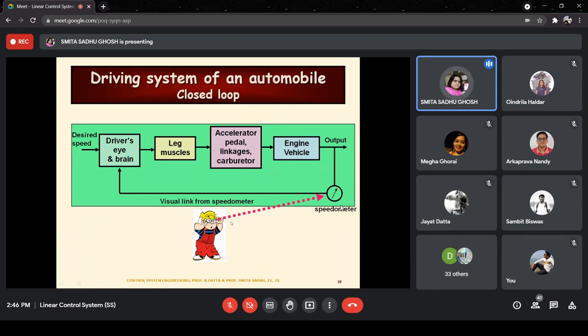So this link that you see over here is known as the feedback, and such a system is called a closed loop system because of the presence of this loop. The loop has been closed, we see.